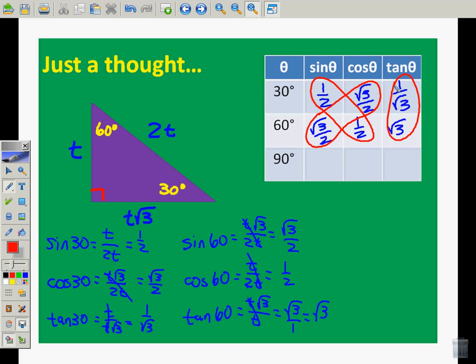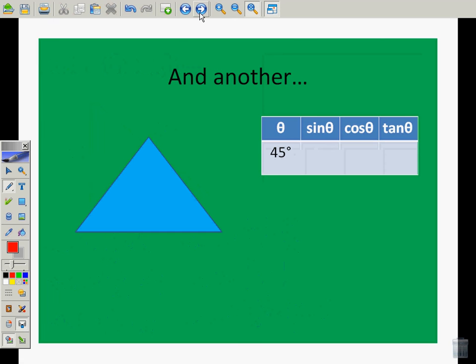What if I did a 45, 45, 90? I wouldn't want my other special right triangle not to feel special. Okay, and so remember, if this is t for the side length, this is t times the square root of 2. Okay, so I've got t times the square root of 2. Now, we only really need to find one. Sine of 45, because the other acute angles are the same. Sine of 45 is going to be opposite over hypotenuse, t over t times square root of 2.